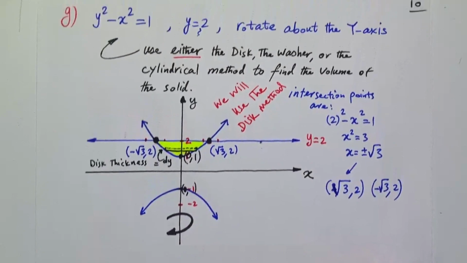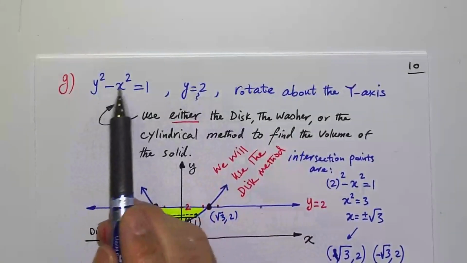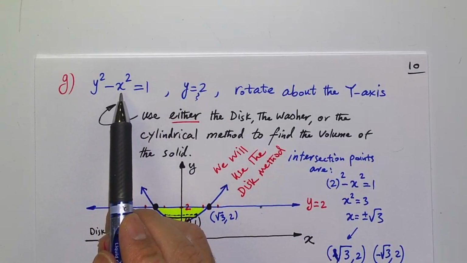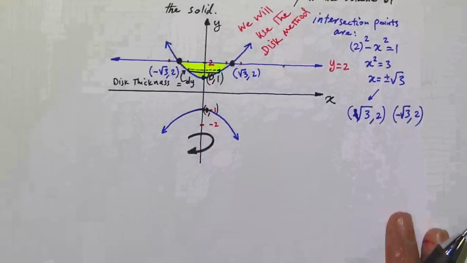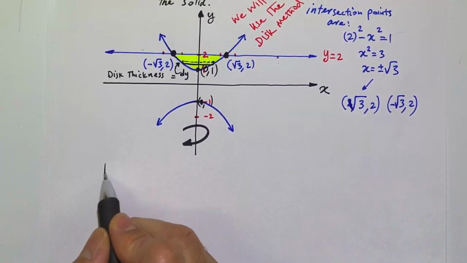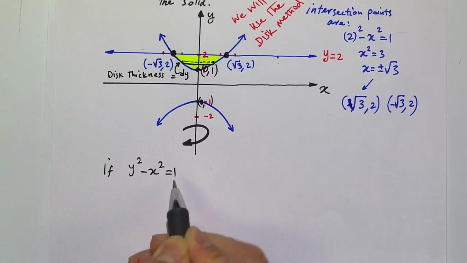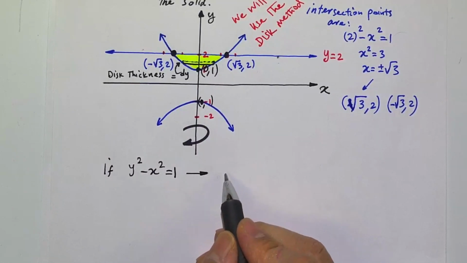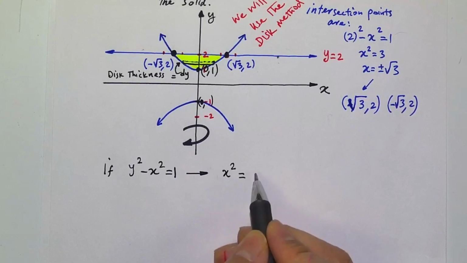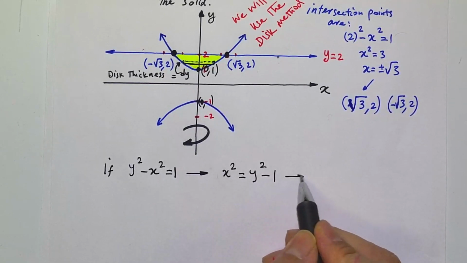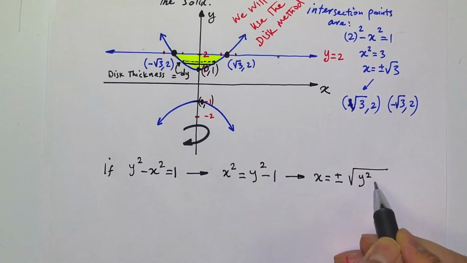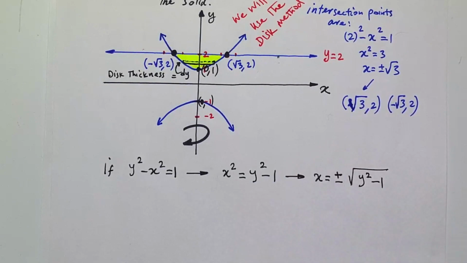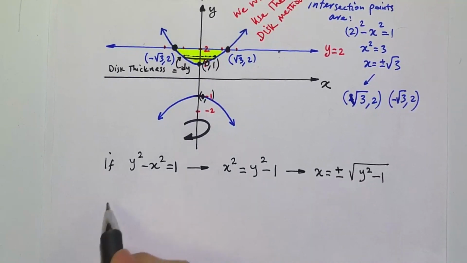Okay? So that means I need to rewrite this curve, I have to write it as x in terms of y. So let's do that. If we have y squared minus x squared equals 1, then x squared equals y squared minus 1, and then x equals plus or minus square root of y squared minus 1. All right.